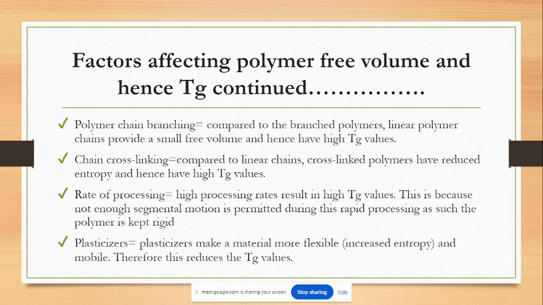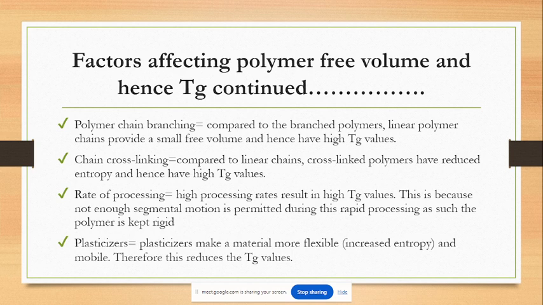Also, the last factor is the addition of plasticizers. What is a plasticizer? Prudence, are you able to define what a plasticizer is? No. Okay. Gift Banda, are you able to define what a plasticizer is? Gift Banda, are you there? Are you able to define? No. Okay.